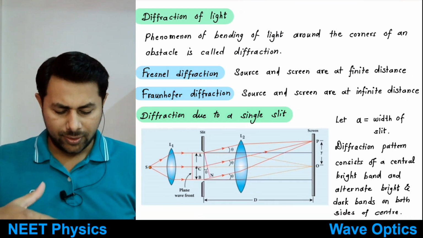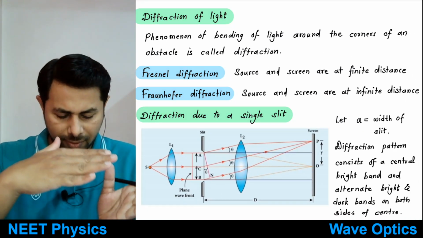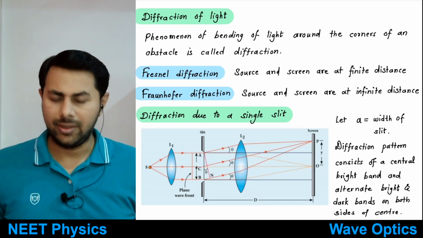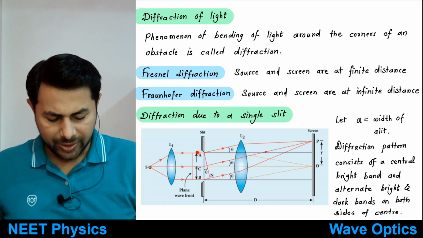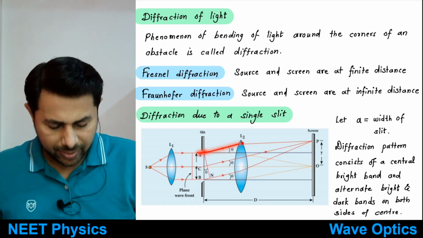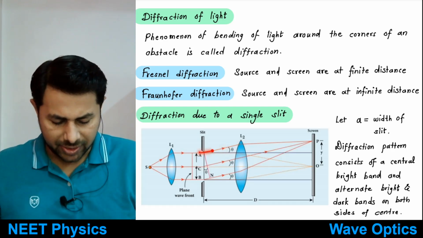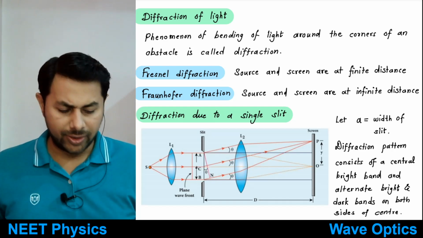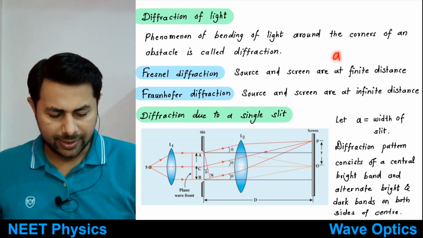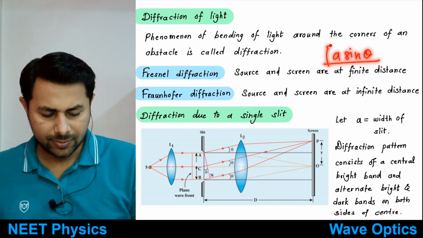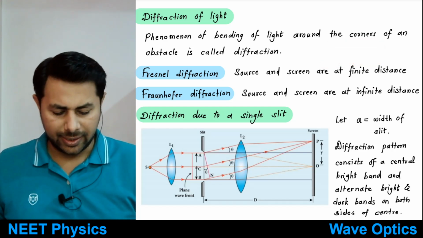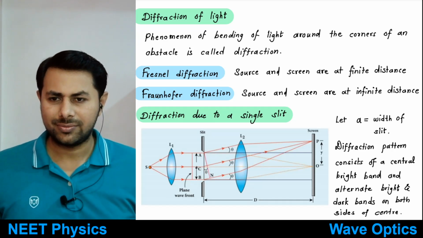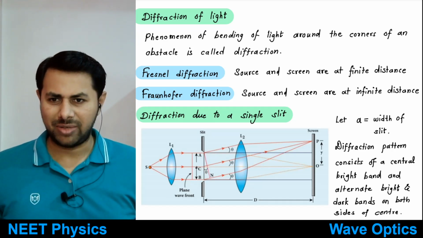So if light bends through an angle of theta, then what would be the path difference between the light that bends around this edge and the light that bends around this edge? The path difference is equal to A sine theta, and A is the width of the slit. Is this clear to everyone? Yes, no? This is very important.